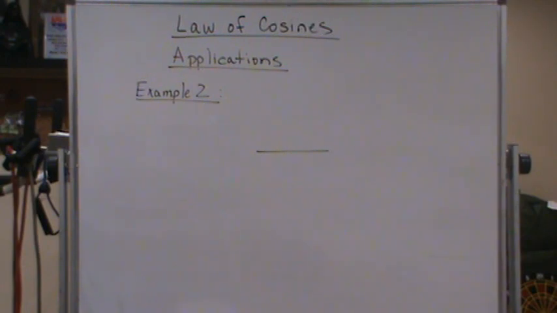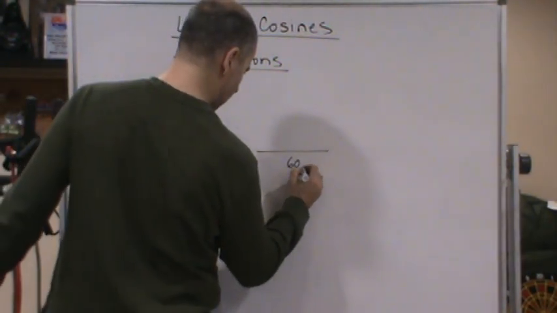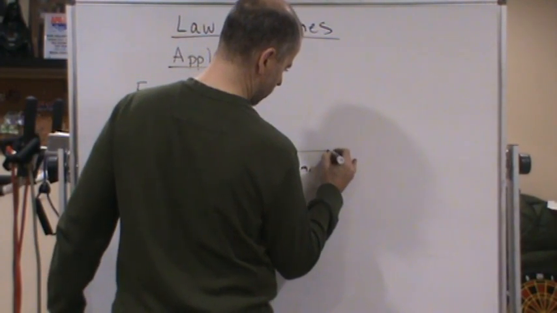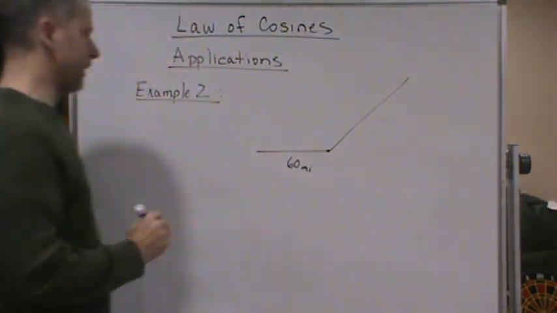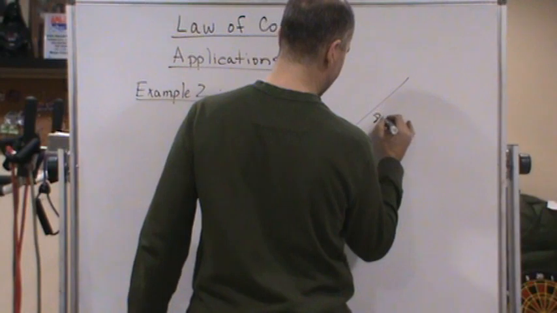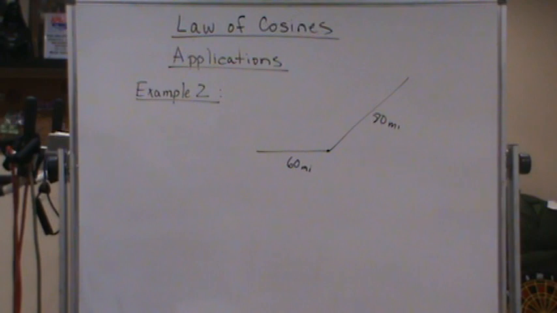And then it adjusts its course and travels 80 miles. Okay, so 60 miles, right? And then it changes its course, and I'm going to show you what the course change is. So it does something like that. Okay? And it's on this course for 80 miles. And then the ship is 139 miles from its departure point.